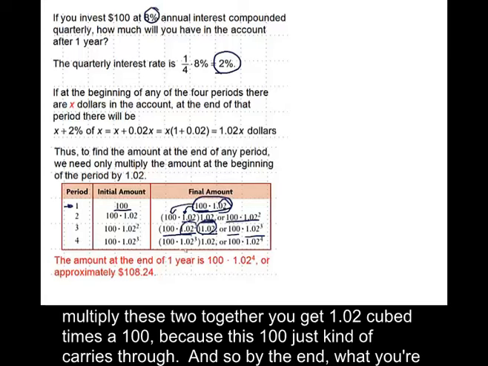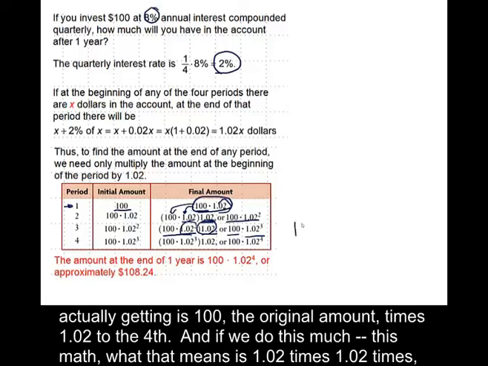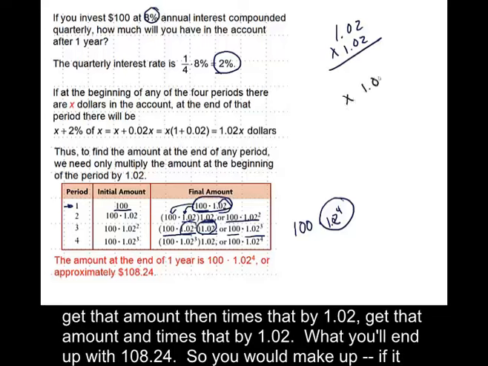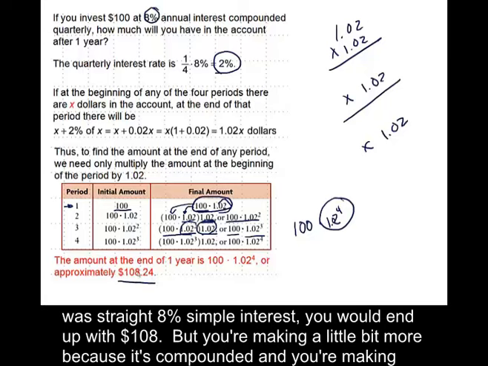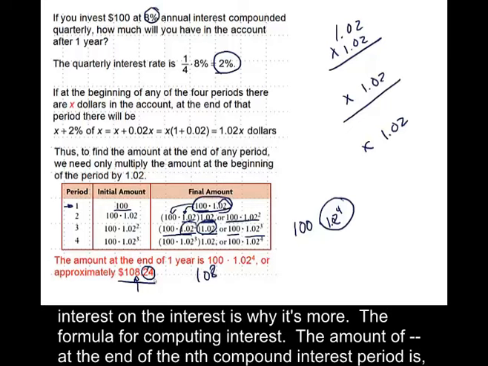And so by the end, what you're actually getting is 100, the original amount, times 1.02 to the fourth. If we do this math, that means 1.02 times 1.02, get that amount, then times that by 1.02, get that amount, and times that by 1.02. What you'll end up with is $108.24. If it was straight 8% simple interest, you would end up with $108. But you're making a little bit more because it's compounded, and you're making interest on the interest, which is why it's more.